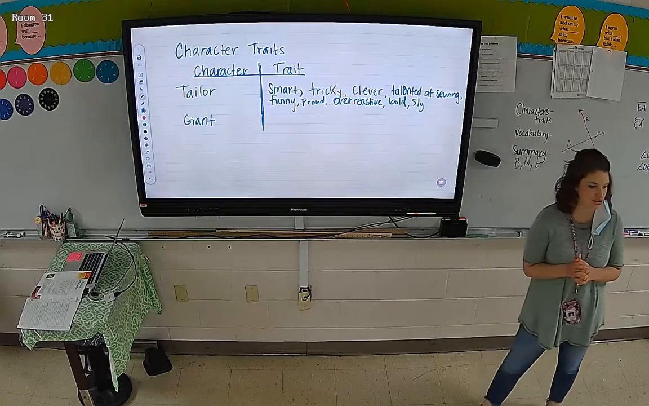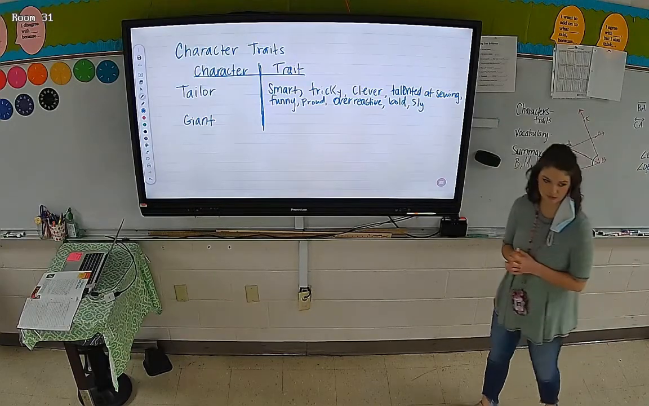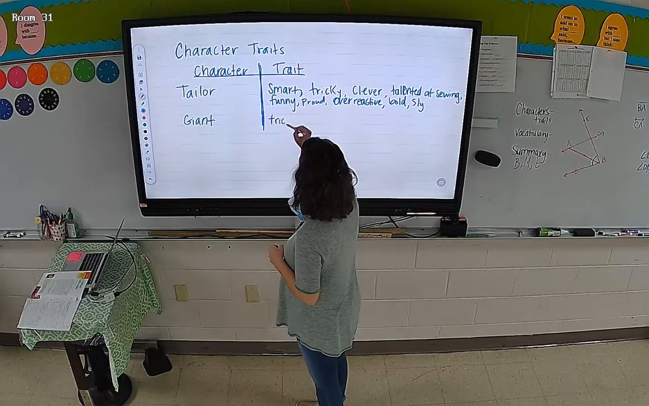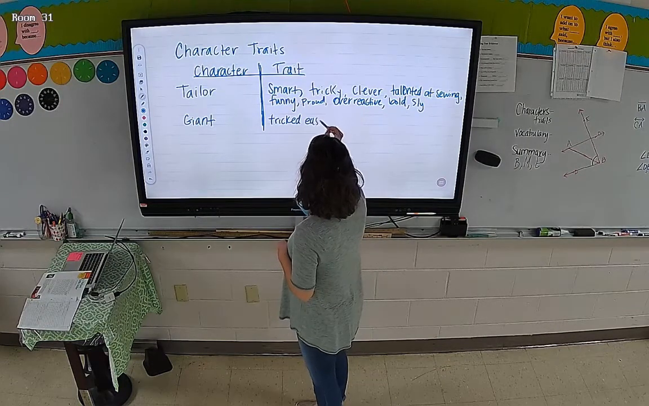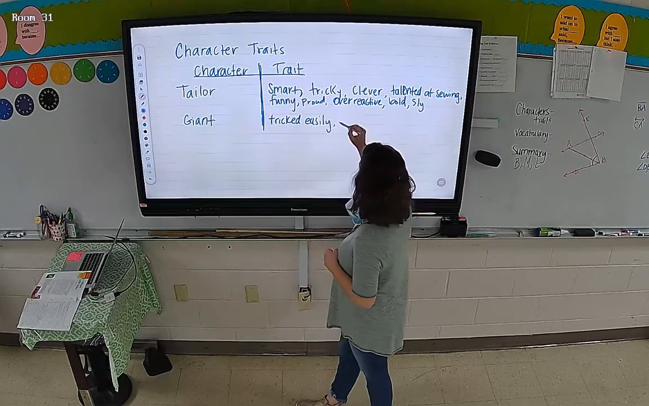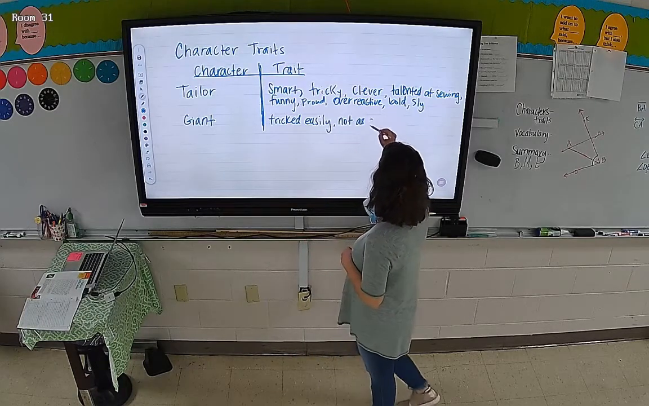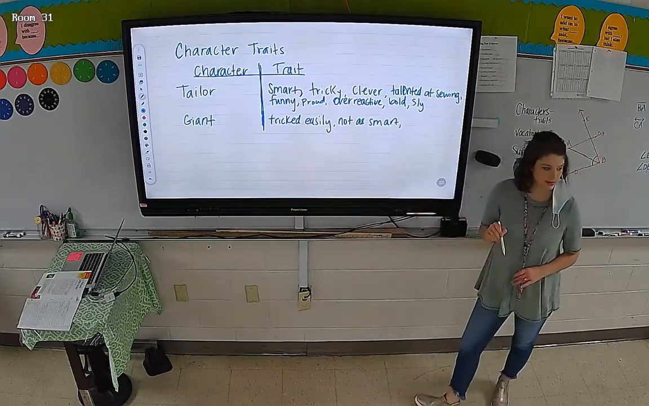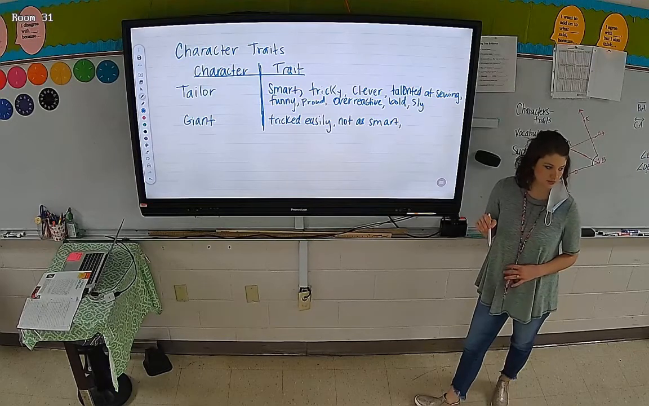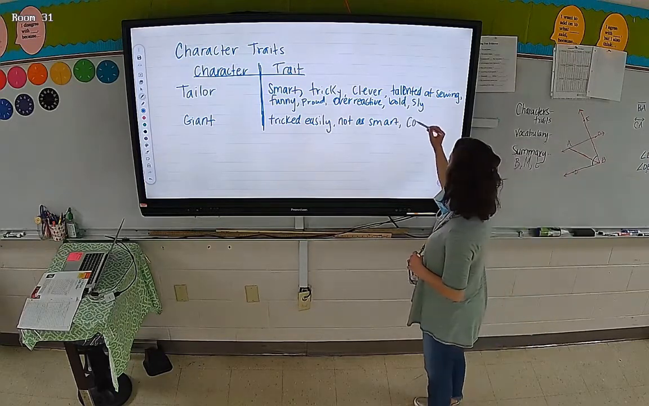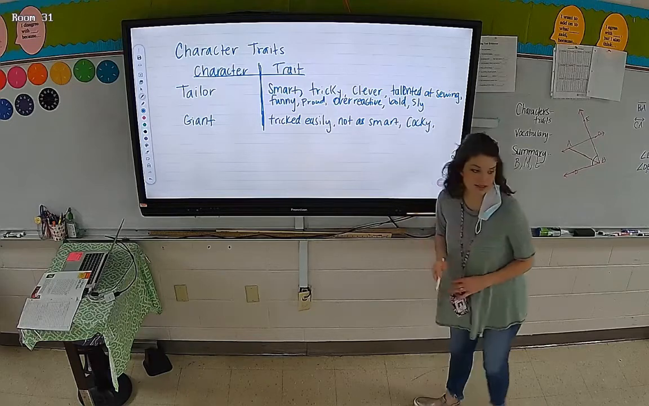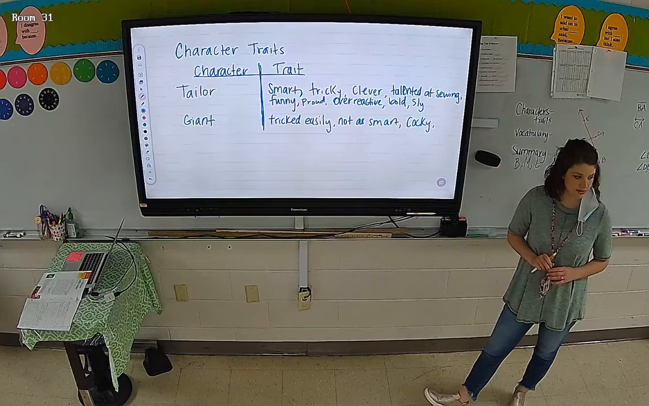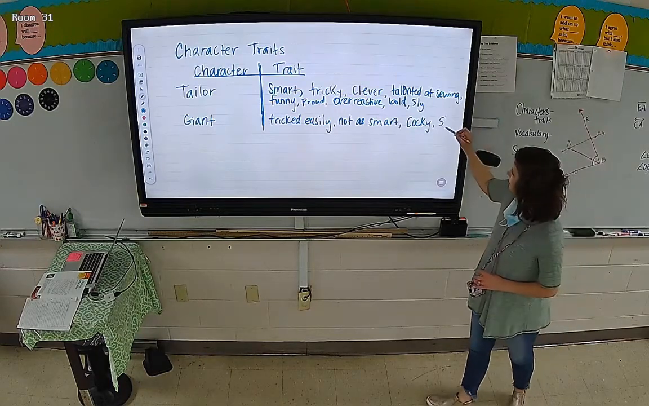What are some traits for the Giant? Cash? He can be tricked easily. Okay, not so smart. Tricked easily. Naive. We're going to say not as smart. Henry? He was cocky. Yes, cocky. He was a little too confident in himself also, huh? He thought he was stronger than maybe he really was. Cadence? He was strong, yeah.